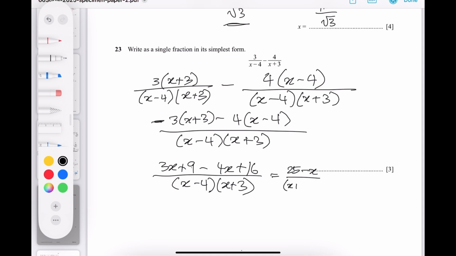So 25 minus x over x minus 4 times x plus 3. And that's our answer. That's as simple as I can get. So 25 minus x over x minus 4 times x plus 3. That's that.